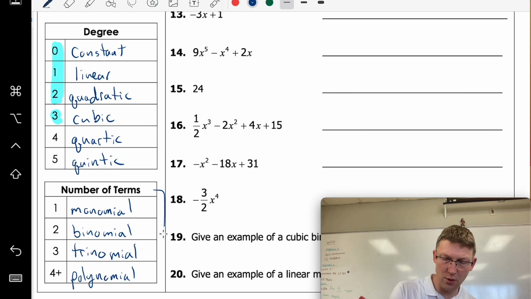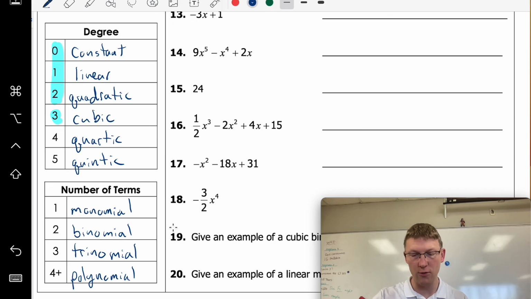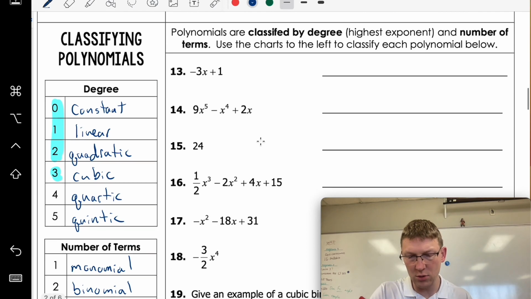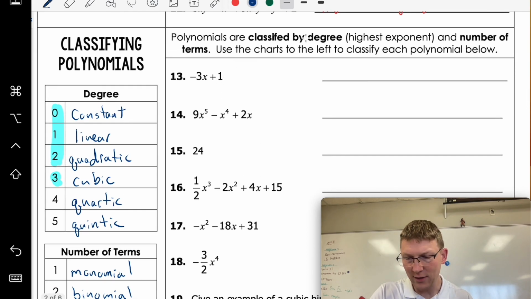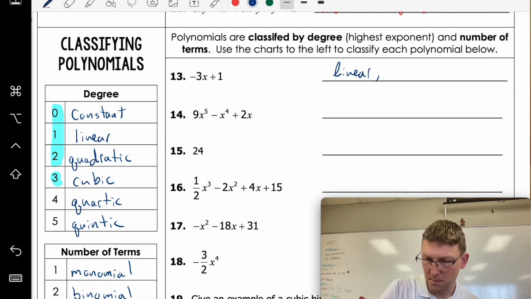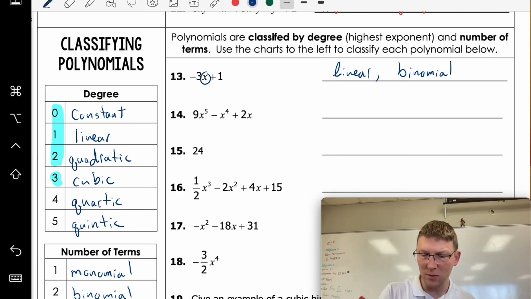These are pretty important words to know because we'll be using that vocabulary over and over again. So it's good to know what we're talking about when we use those words. If we go through all these examples, classified by degree and then number of terms. So 13, we're going to have a linear binomial. It's linear because there's only one x, and it's binomial because there's two terms.